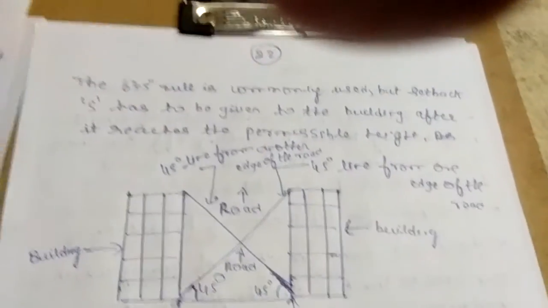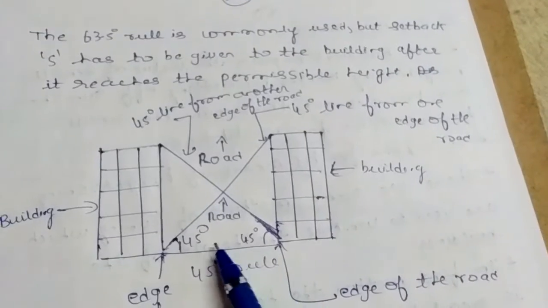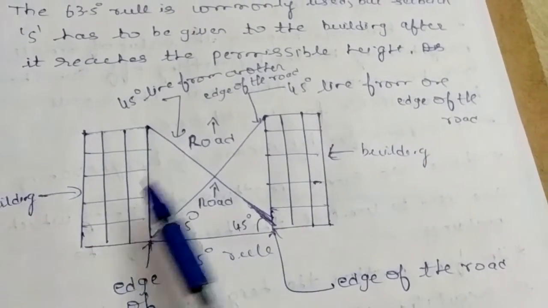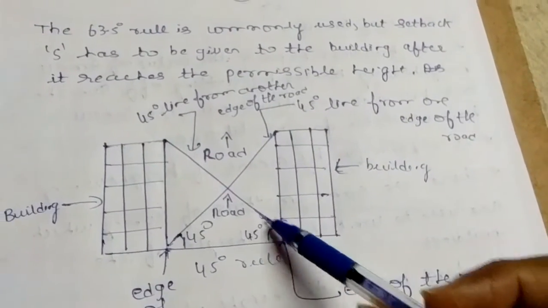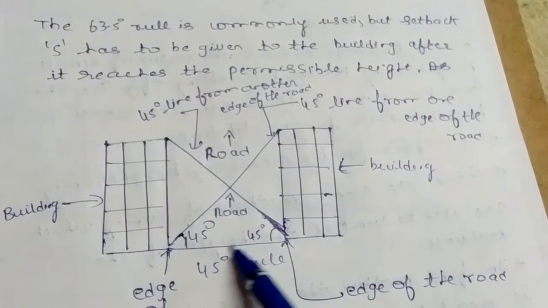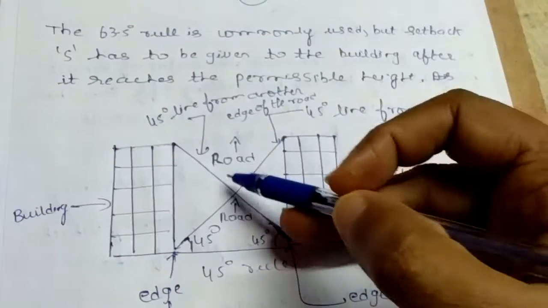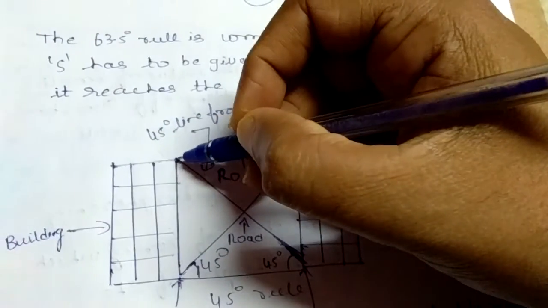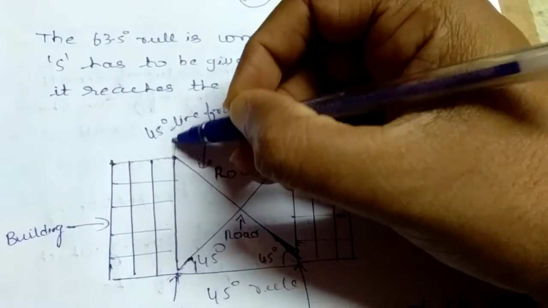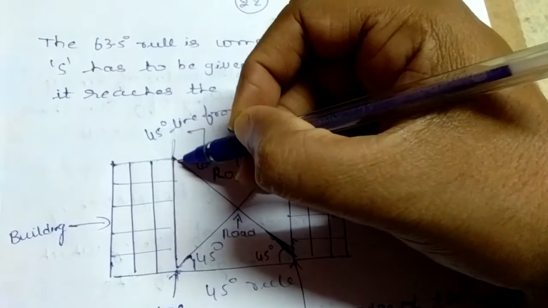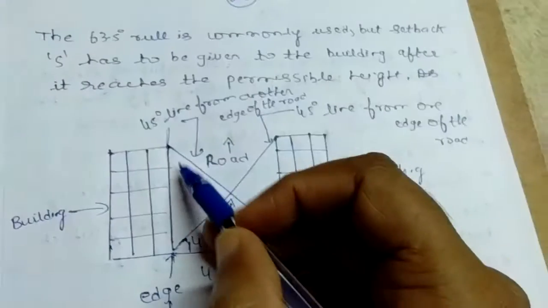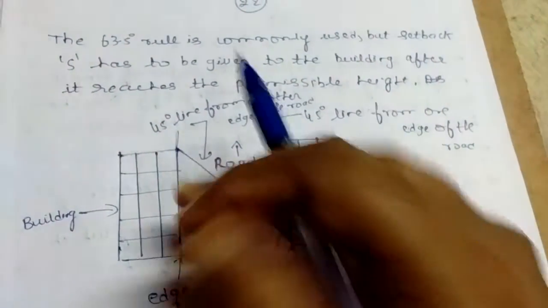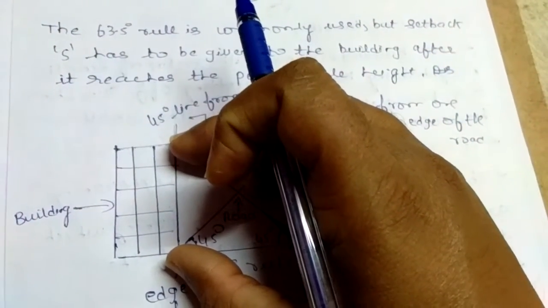So as I was explaining in the previous video, the 45-degree airplane rule. Here we saw, with respect to this building and the edge of this road, take a 45-degree line with respect to the horizontal. So this line is going in this manner. The height of the building should not cross this line. This line is just touching the height of the building, and this is the permissible height of the building.